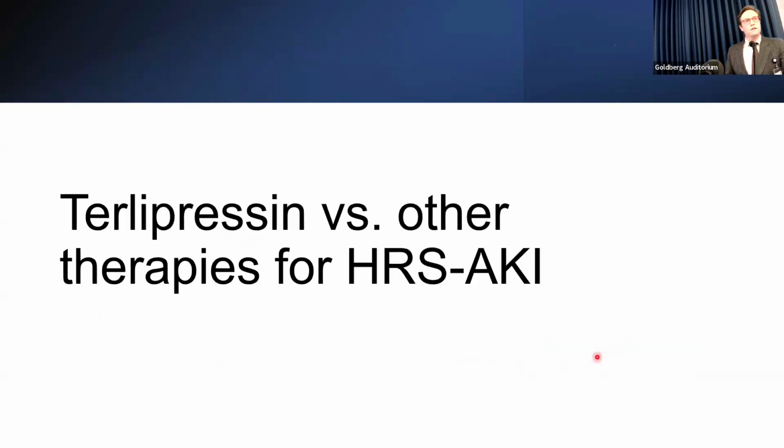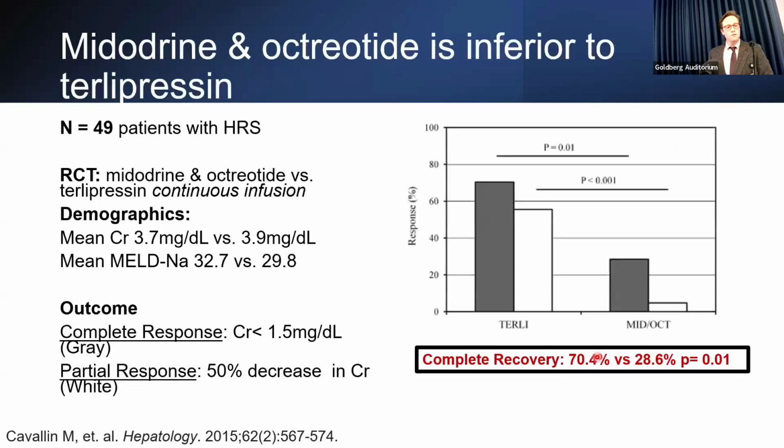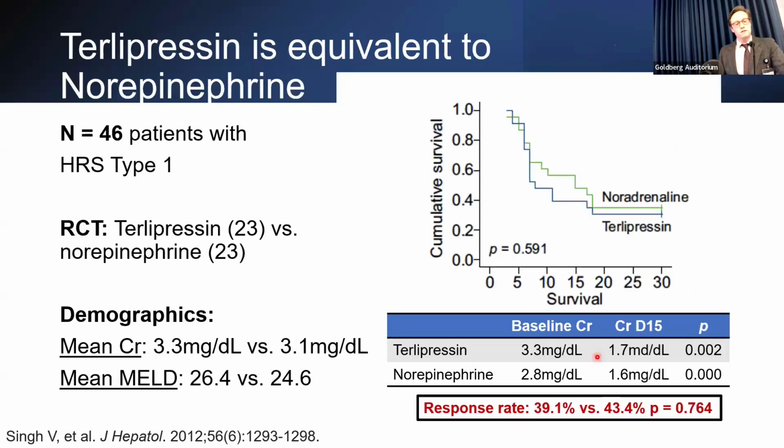So what about other therapies? I just showed you terlipressin versus placebo, but let's compare that to things that we use. This is midodrine and octreotide versus terlipressin. That was a complete recovery of 70% versus 28%. And I think if any of us in our room had a patient, a loved one in the hospital with HRS-AKI, I know what therapy I wouldn't want them to be getting. But practically, we don't have terlipressin on formulary, and a lot of places don't.